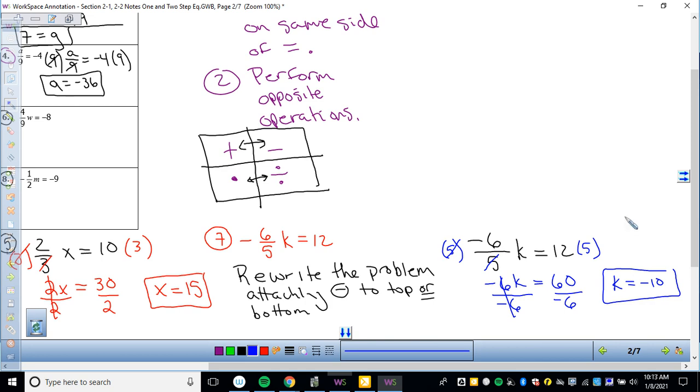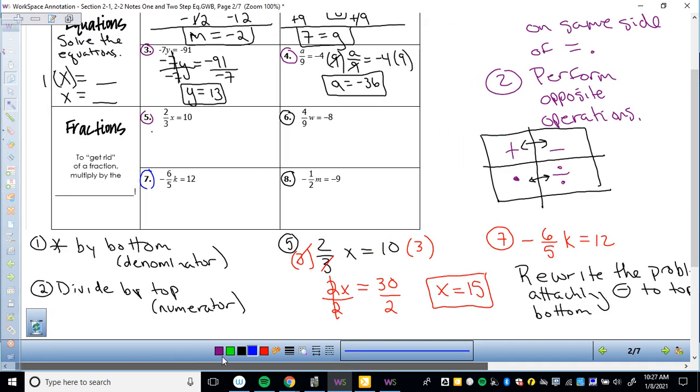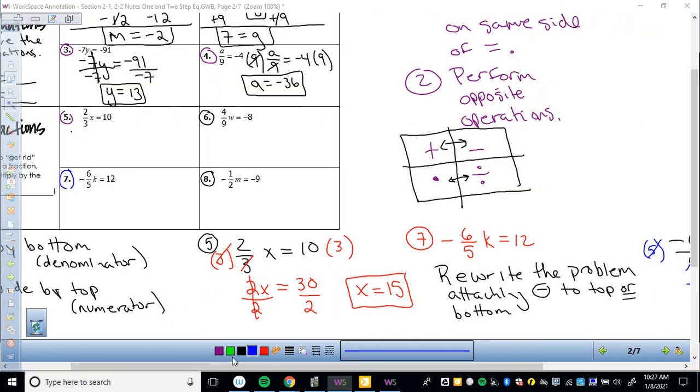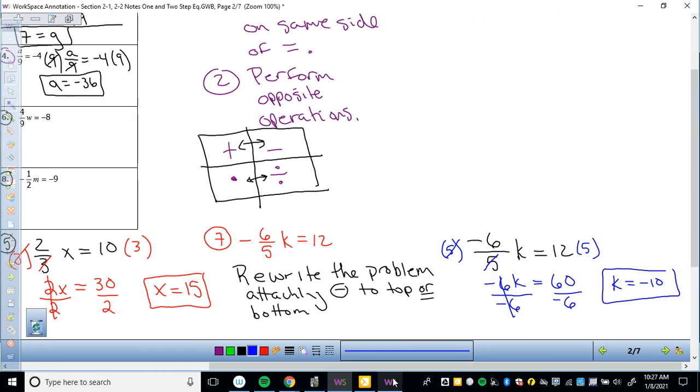Okay? So when that negative is out in front, rewrite it, attaching it to the top or the bottom, but not to both. All right. So we've done one step, and we've done when we have a fraction in front. Any questions on what we have so far? Okay. All right, let's move on.